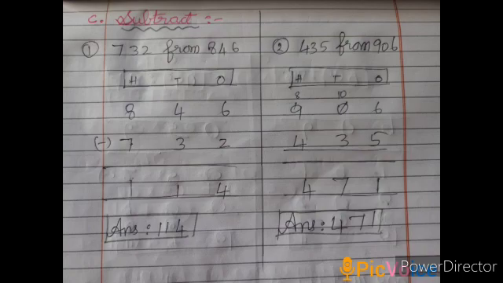So next sum is 435 from 906. Write the place value chart. Arrange the number 906 minus 435. Start with the subtraction from ones place. 6 minus 5 it is 1. Next tens place 0 minus 3 is not possible. Get the borrow from hundreds place. So the 0 becomes 10. 10 minus 3, 7. Hundreds place 8 minus 4, 4. So the answer is 471.